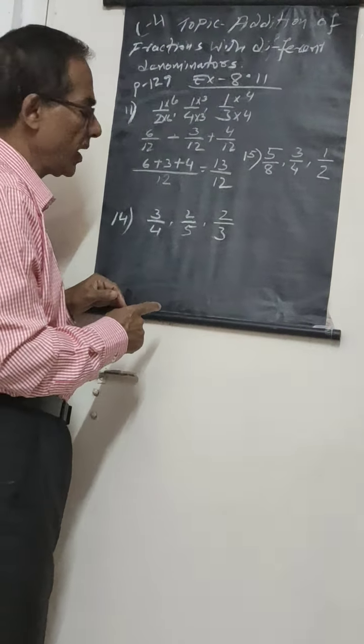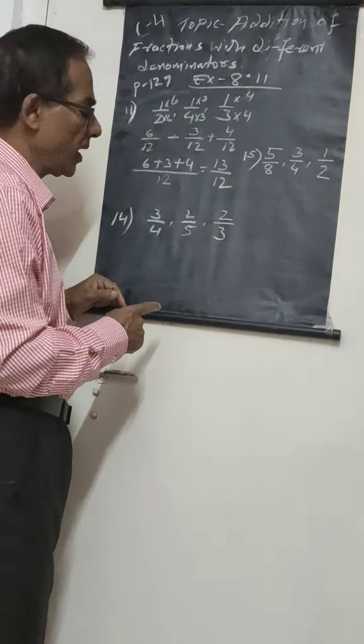So what to do now? Here by multiplying by 5, 6, 8 we are not getting it at all. I have just multiplied now. So what to do now?